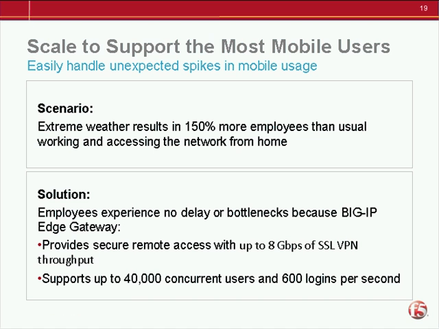So scale support for pretty much all mobile users out there. Now this slide says easily handle unexpected spikes in mobile usage. I talk a lot about things like disaster recovery, and how I like to talk about this slide is that I look at that in three different forms. So there is disaster recovery, where you do need many users going to a different location.